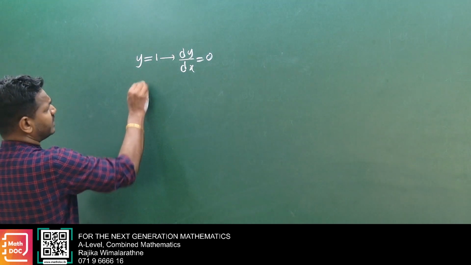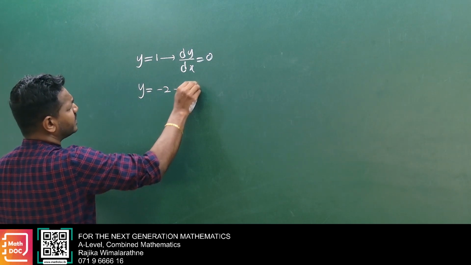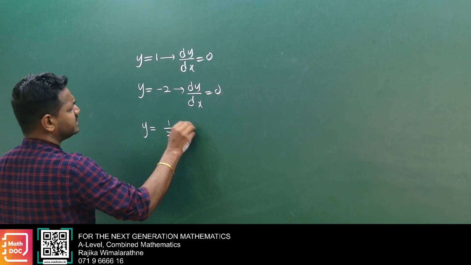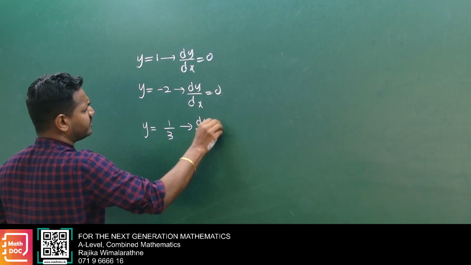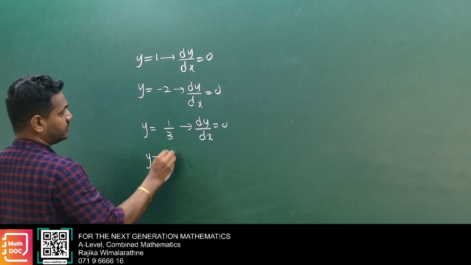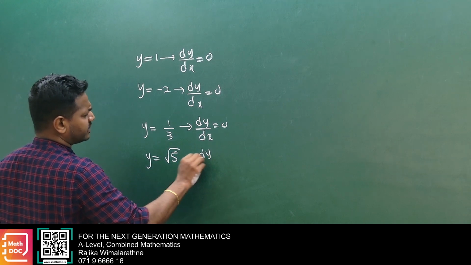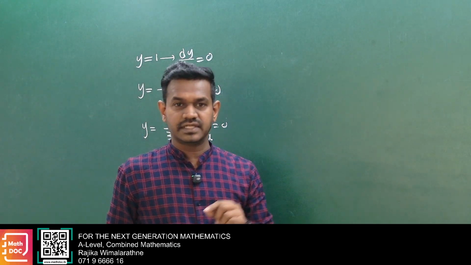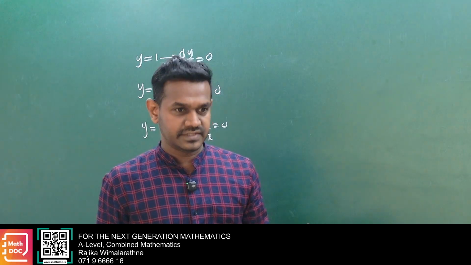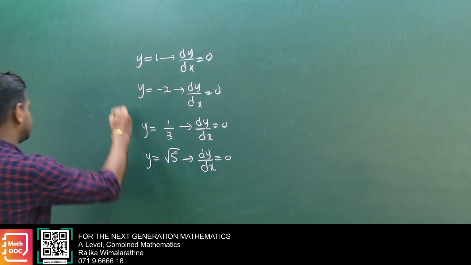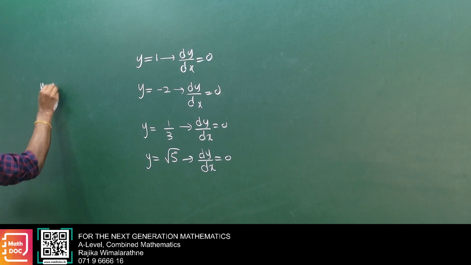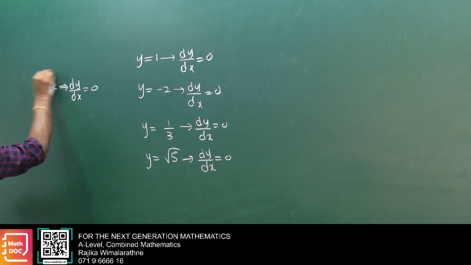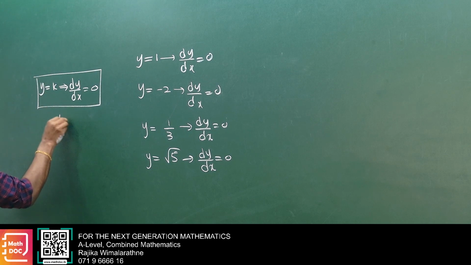Then y equal minus 2, derivative 0. Then y equal 1/3, derivative 0. y equal root 5, derivative 0. If you have only one single constant, you say derivative 0. So y equal constant, then the corresponding derivative dy by dx equals 0. k is a constant.